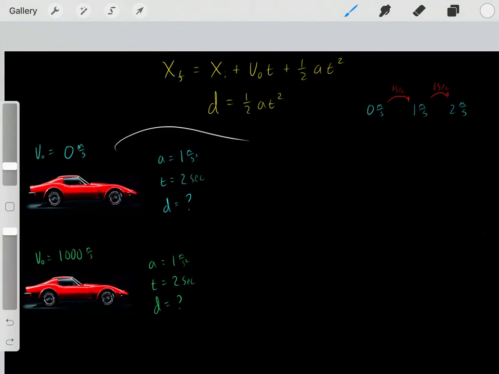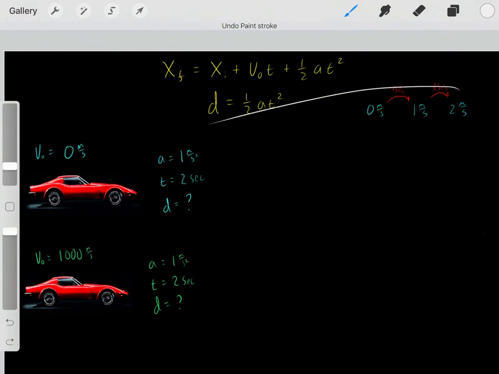Well, first of all, let's analyze what's going on. We know initially it was at 0 meters per second. Then 1 second later it was at 1 meter per second. Then another second went by, and now it was at 2 meters per second. And again, we explained that this is the acceleration, so that's what's going on.